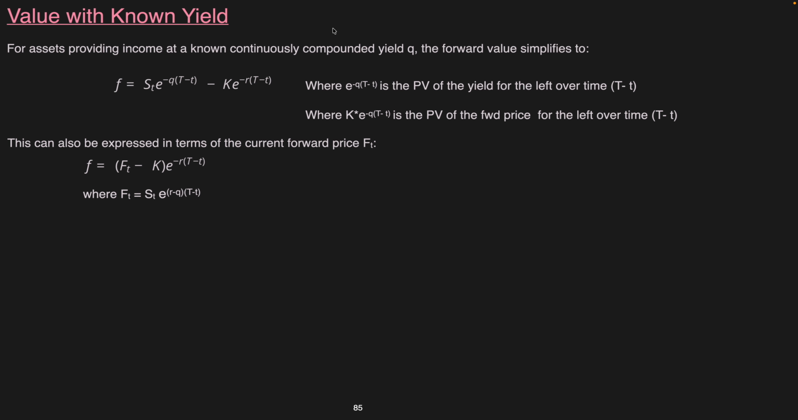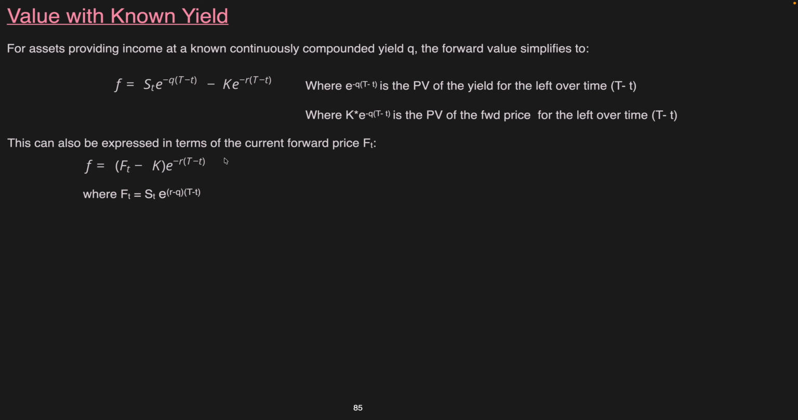Now, value with known yield. We calculated the value with known income. Here we are substituting a known yield q. It is very simple. The value of the forward contract will be S_t into e to the power of minus q into (T minus t), minus K into e to the power of minus r into (T minus t). So what is this e to the power of minus q(T minus t)? It is the present value of the yield for the leftover time T minus small t. Whereas K into e to the power of minus r(T minus t) is the present value of the forward price for the leftover time, capital T minus small t.